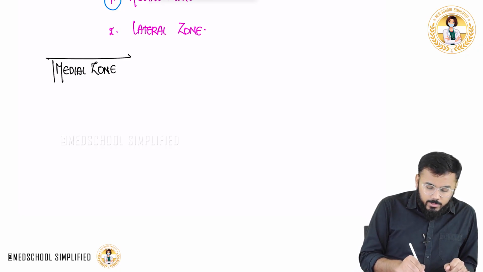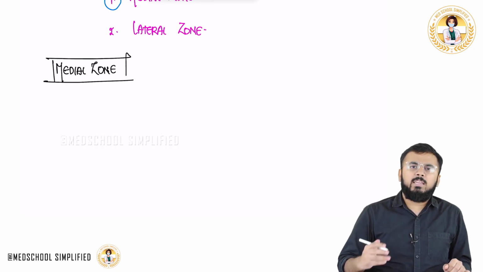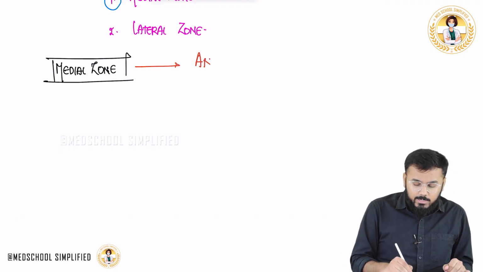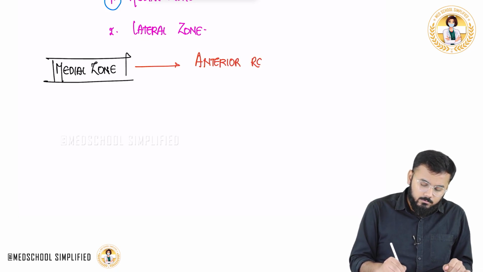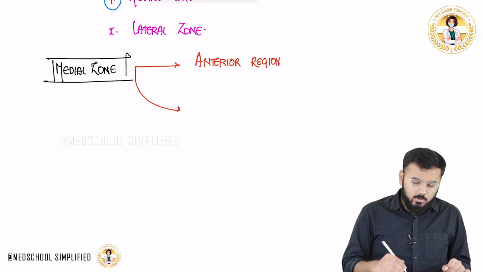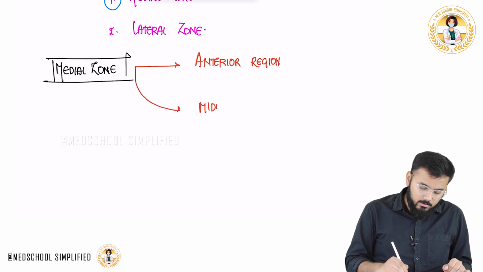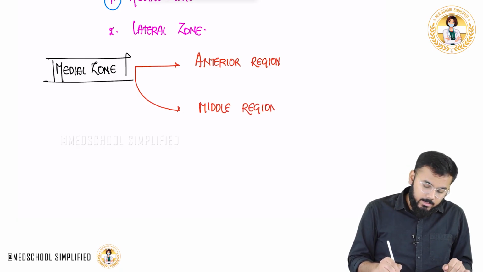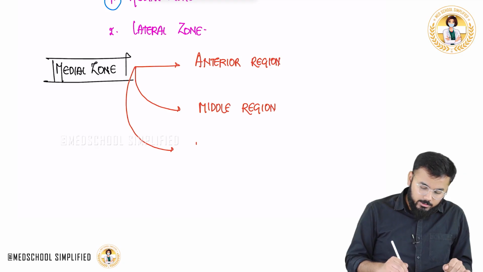Now within this medial zone, there are three regions. What are these three regions? One region is called the anterior region. The other region is called the middle region, and the third important region is called the posterior region.